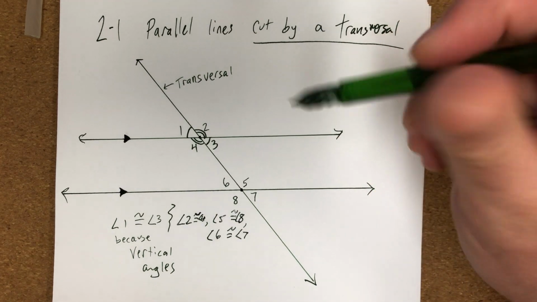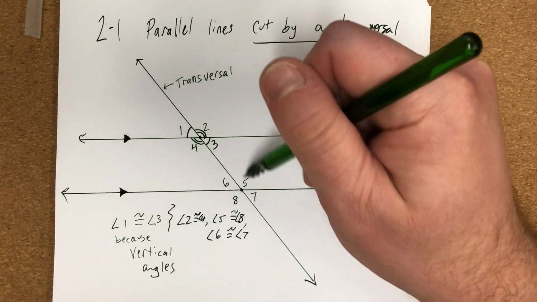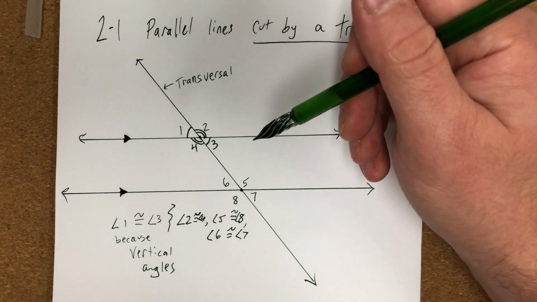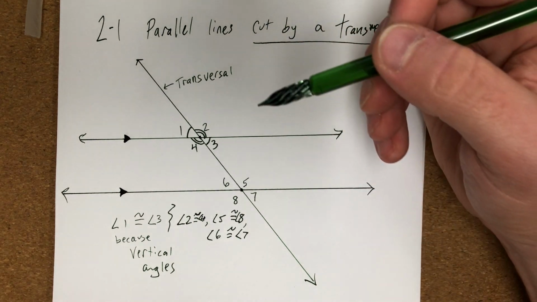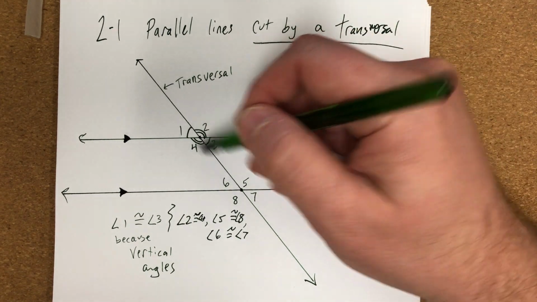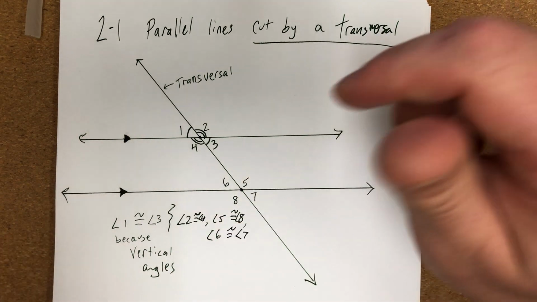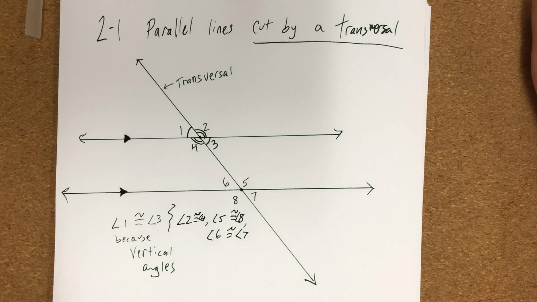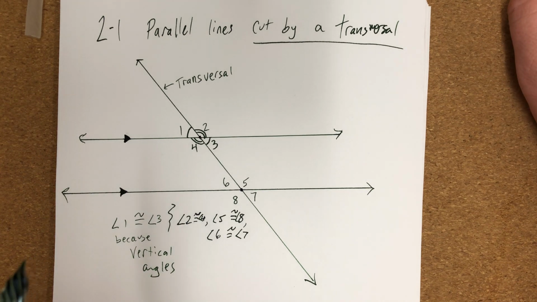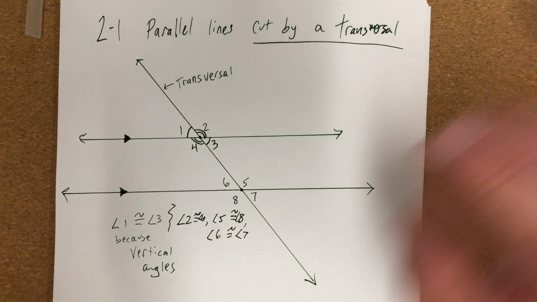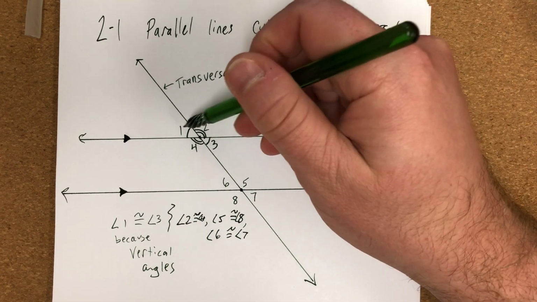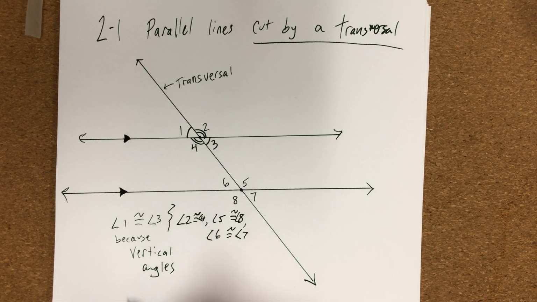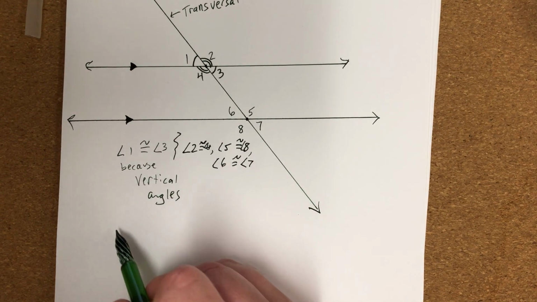Now, let's see where we go from here. Are you noticing anything about these angles up here versus these angles down here? I didn't put markings down here. For instance, look at angle 1 and look at angle 6. I wonder if there's some kind of relationship there. Something that I'm going to tell you is that 1 and 6 are called corresponding angles.